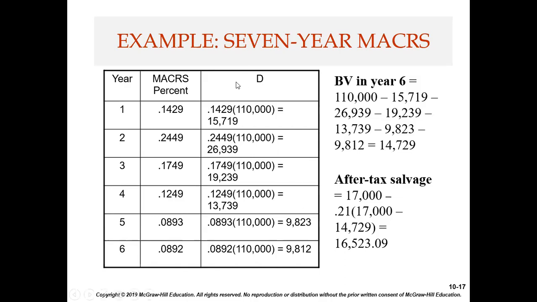So let's do this. The first year, we would take 110,000, go to your 7-year column, 14.29%. That would be your result. There's your first year's depreciation. You could subtract that. That's taken out to determine book value. The second year, you're going to use 24.49. Go down the table. So the second year's tax depreciation under MACRS is 26,939. You would subtract that. Then 17.49. That result is also subtracted to determine book value. And it would also be subtracted on your tax return.